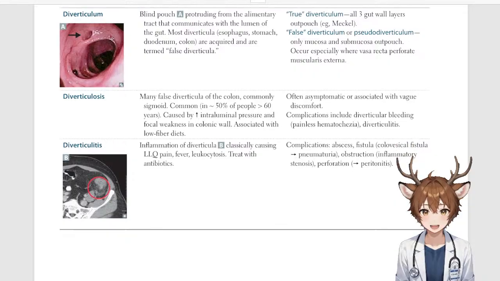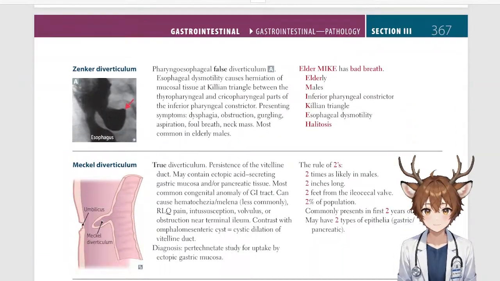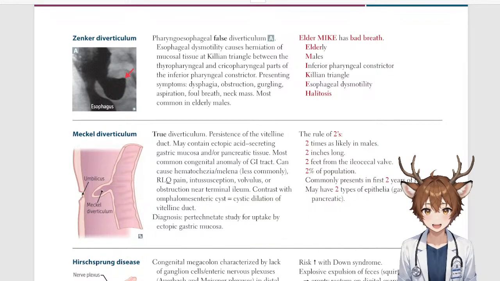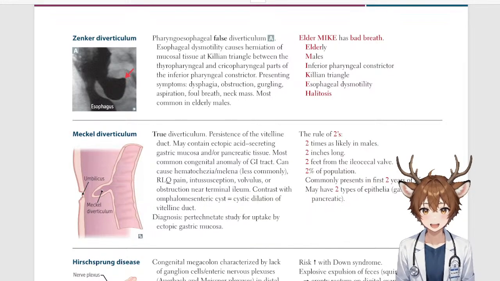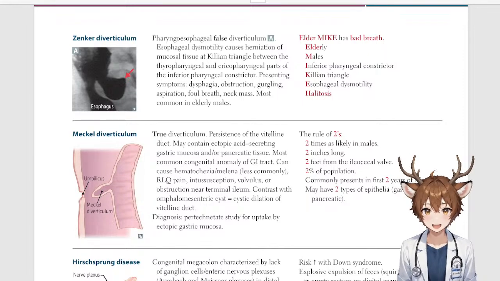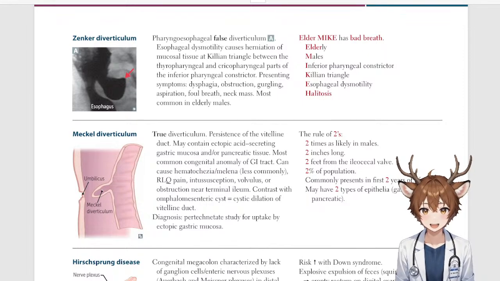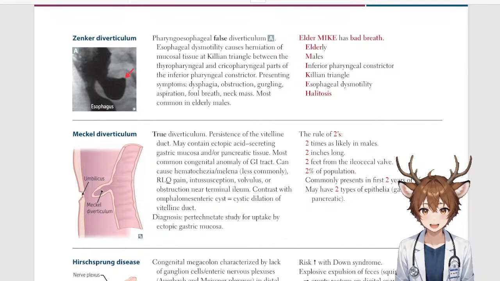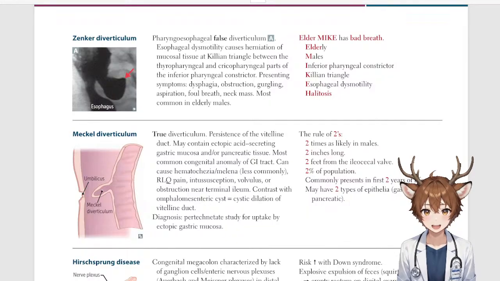So what about Zenker's diverticulum? Zenker diverticulum, pharyngoesophageal false diverticulum. Esophageal dysmotility causes herniation of the mucosal tissue at an area of weakness between the thyropharyngeal and the cricopharyngeal parts of the inferior pharyngeal constrictor, Killian triangle. Presenting symptoms would be dysphagia, obstruction, gurgling, aspiration, foul breath, neck mass, most common in older adults.